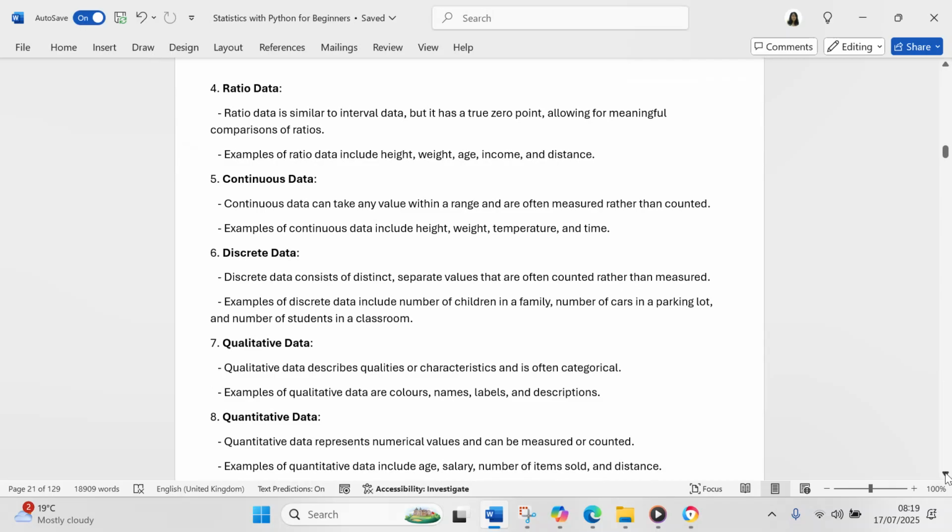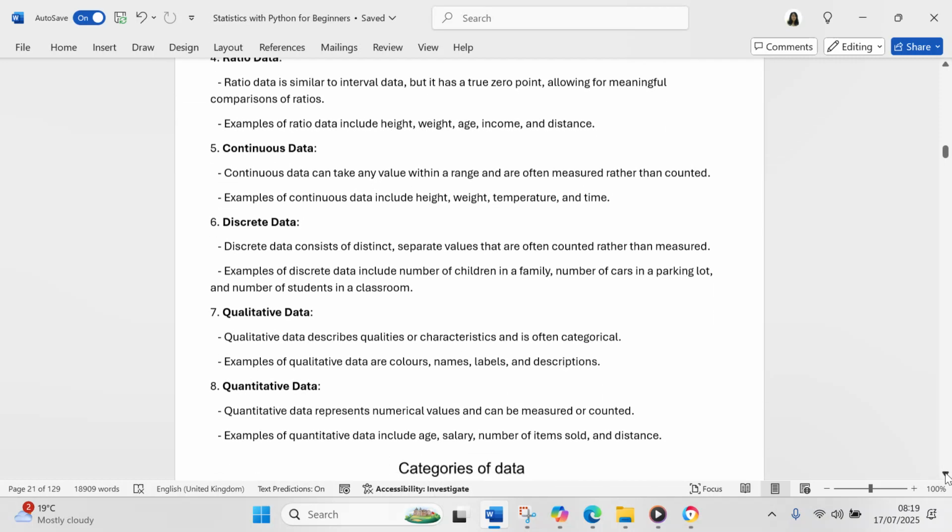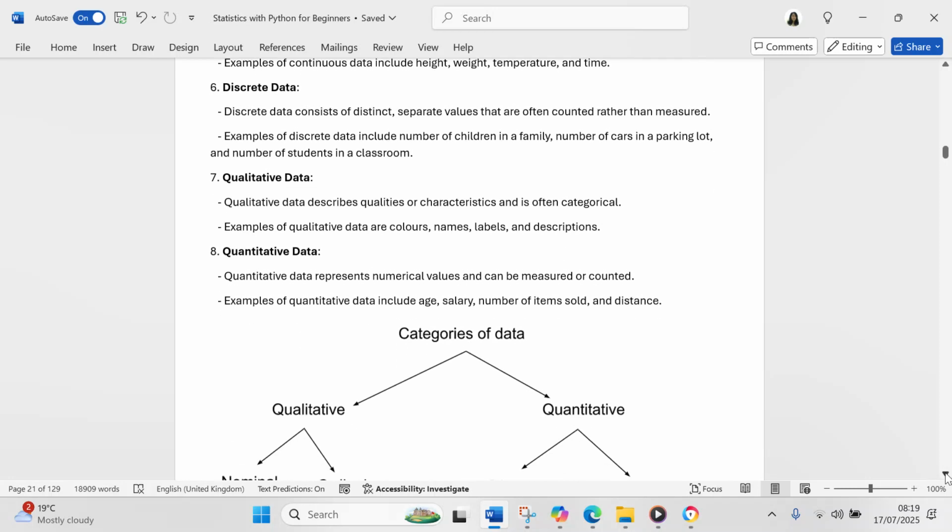You have continuous data, which can take any value within a range and are often measured rather than counted. Examples of continuous data include height, weight, temperature, and time. You have discrete data. Discrete data consists of distinct, separate values that are often counted rather than measured. Examples of discrete data include the number of children in a family, number of cars in a parking lot, and number of students in a classroom.